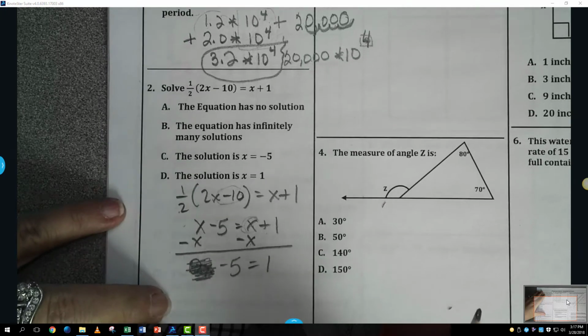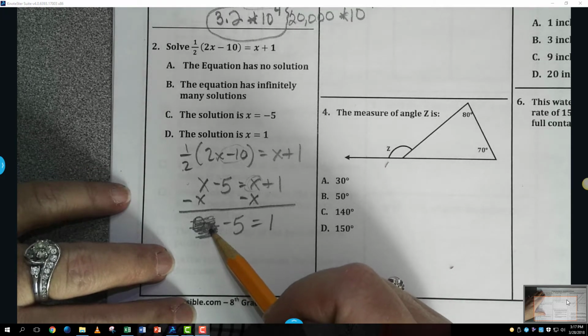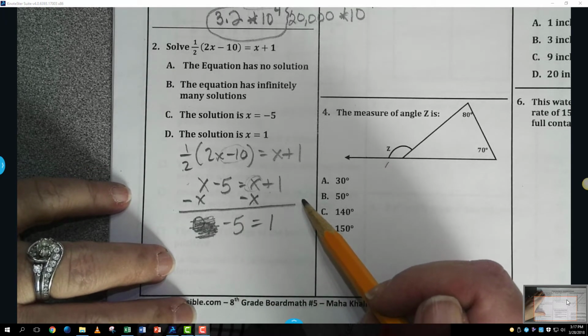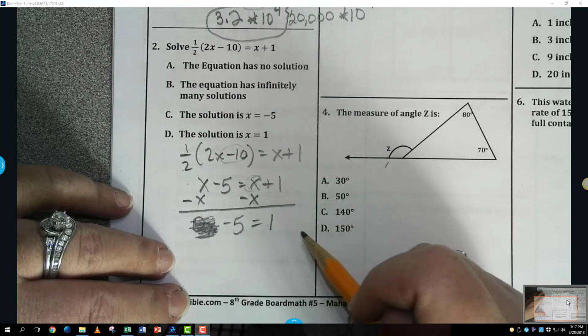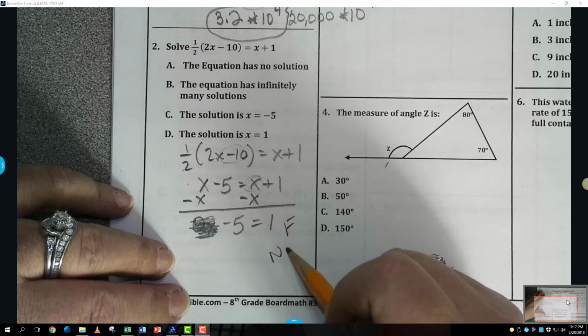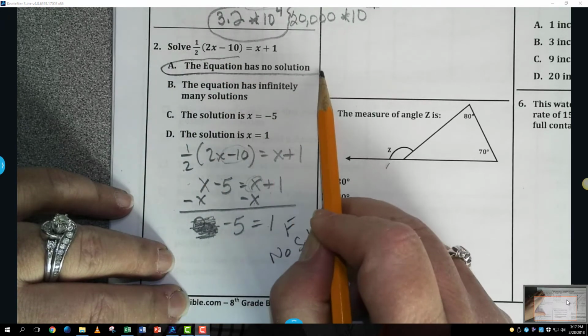So that means my variable has disappeared, and when the variable disappears, we know that it's either no solution or infinite solutions. Okay, this statement that I have is false. We know that that is no solution. That's A.